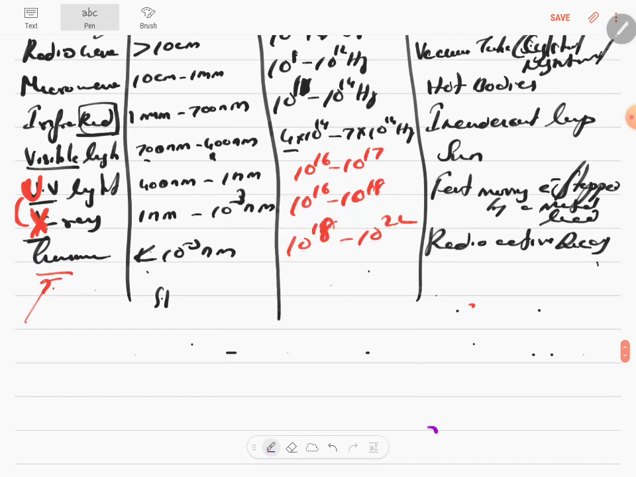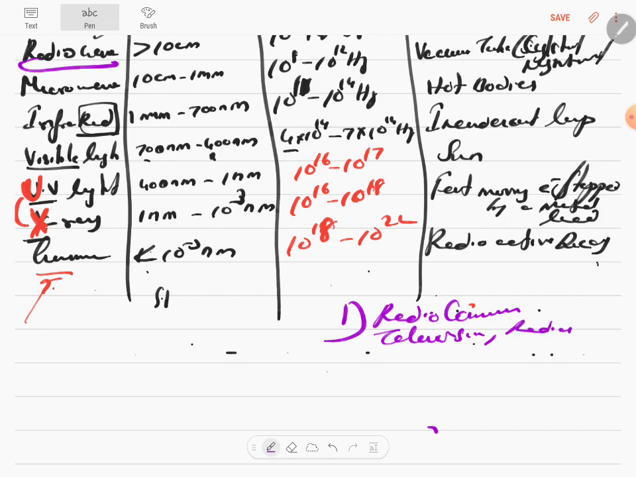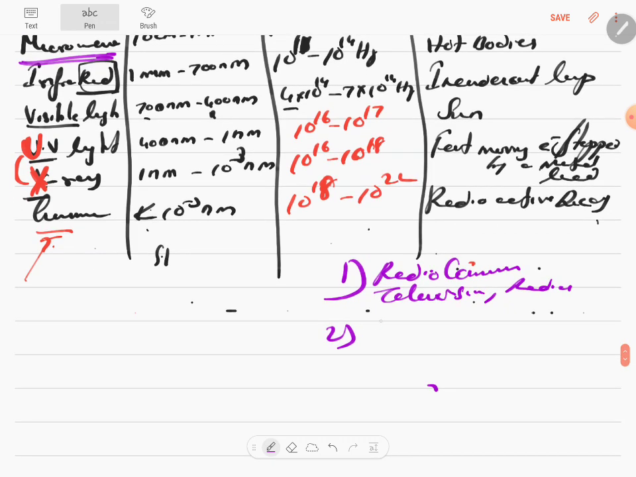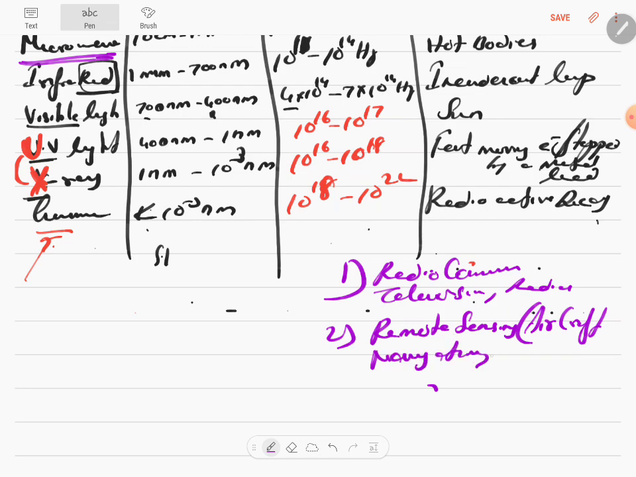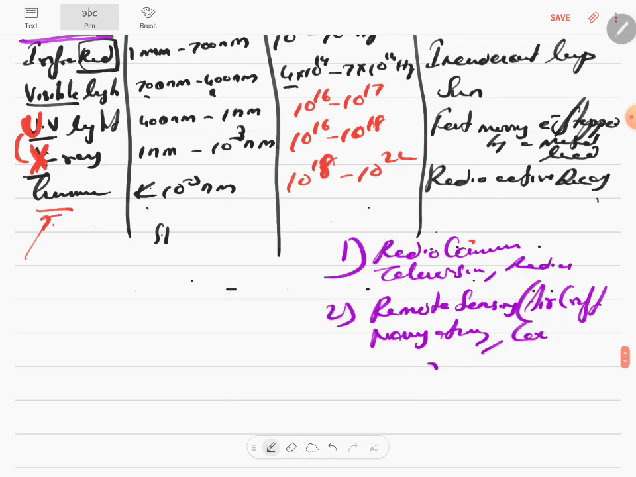Next is application. First one, radio wave. The application is obviously radio communication. Television, radio, they're all based on radio wave. Second one is microwave. Microwave is used in remote sensing, which is basically aircraft navigation. I told you when I was eating a sandwich, I heard an aircraft. So microwave is useful for aircraft navigation or remote sensing. Other than that, microwave is also useful in cooking.